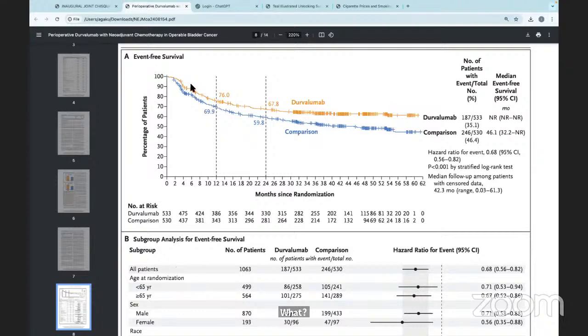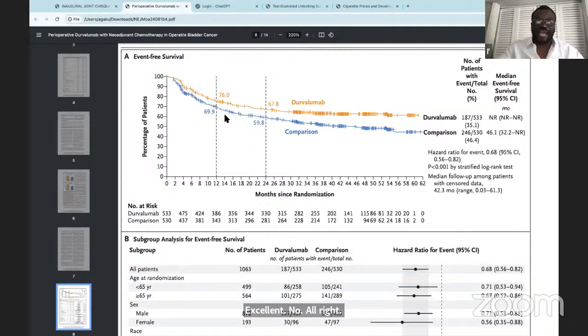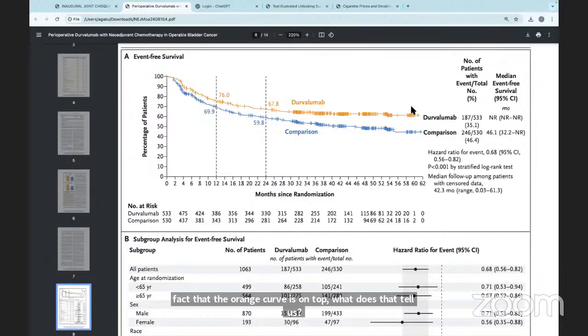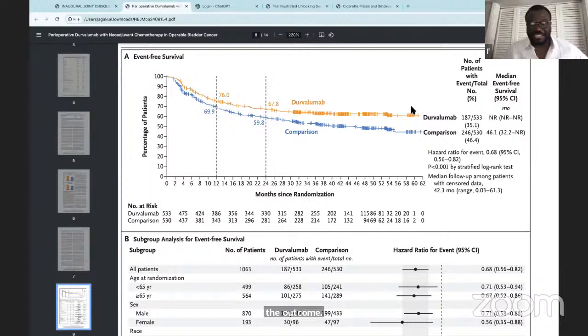Excellent. Now, just from a high level, what do we infer from these two curves? The orange curve. Don't worry about the treatment. The fact that the orange curve is on top, what does that tell us? The survival is higher for that group. Better outcome. Exactly. Survival is better. It has a more favorable survival.